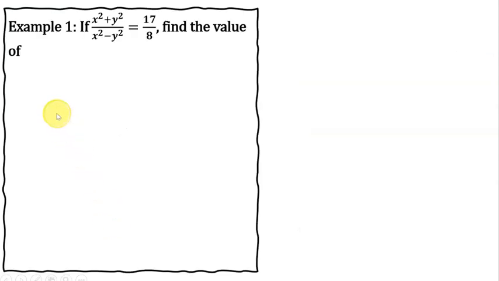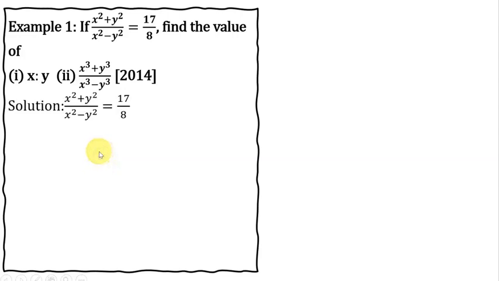Now here we see one example. Example number 1. If (x square plus y square) upon (x square minus y square) is equal to 17 upon 8, find the value of first, x : y, and second, (x cube plus y cube) upon (x cube minus y cube). This question was asked in board examination. In this method we solve it in another way, but actually we solve this type of example by using componendo and dividendo. But this is also one of the methods. See this here. Now the solution.